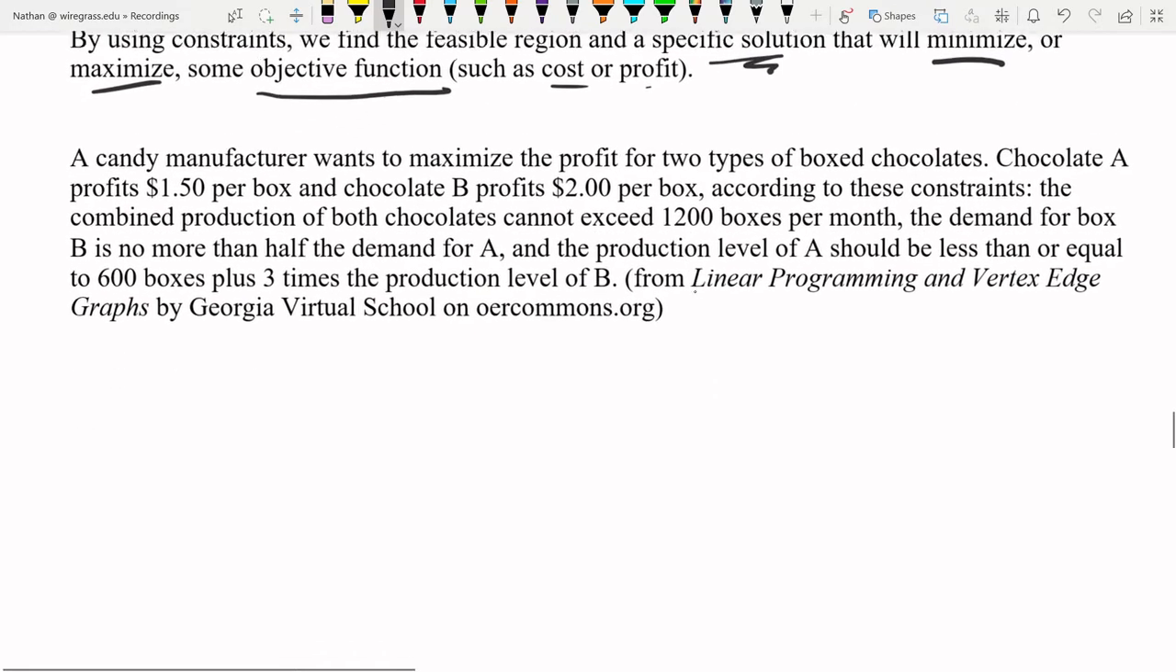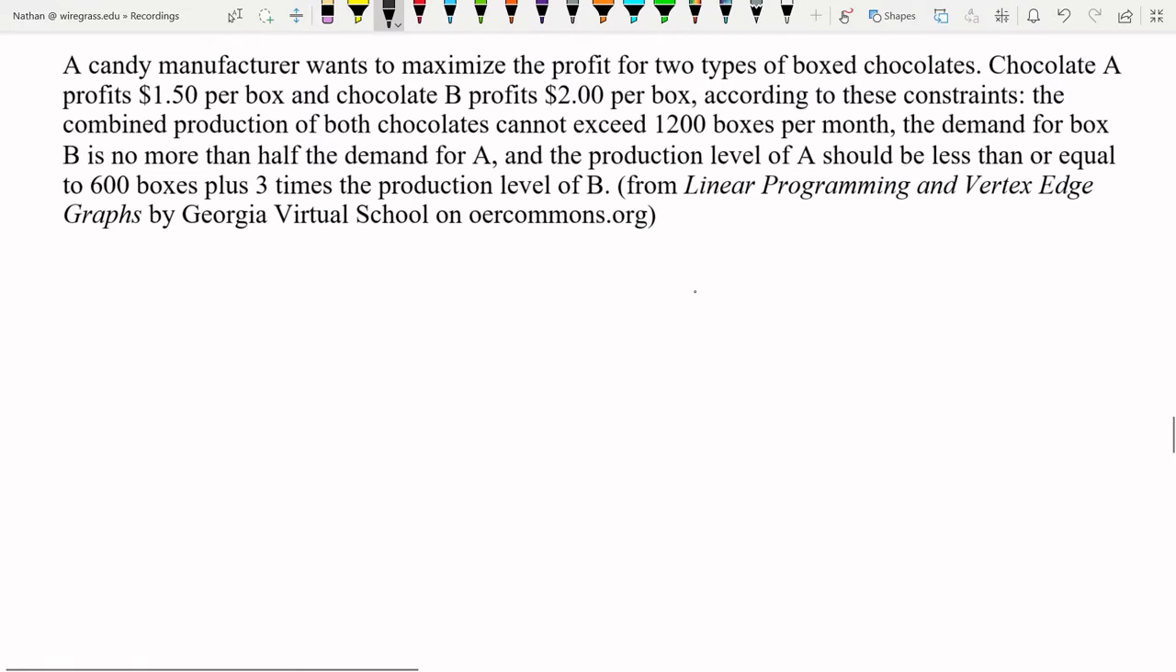So, for instance, let's look at this problem here. We have a candy manufacturer who wants to maximize profits, of course. We have 2 types of box chocolate. Chocolate A gets $1.50 per box. Chocolate B is $2 per box. And these are the constraints that we're working with. We cannot exceed 1,200 boxes per month. And box B is no more than half the demand for box A.